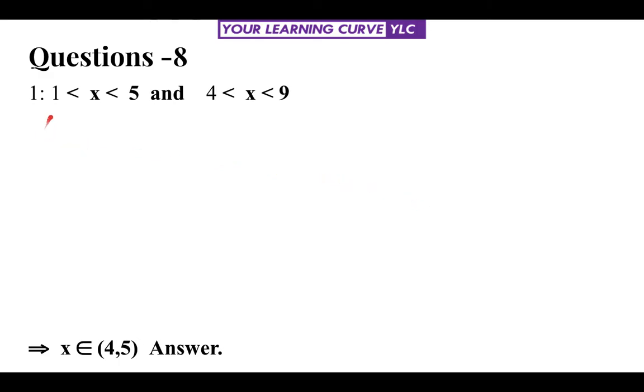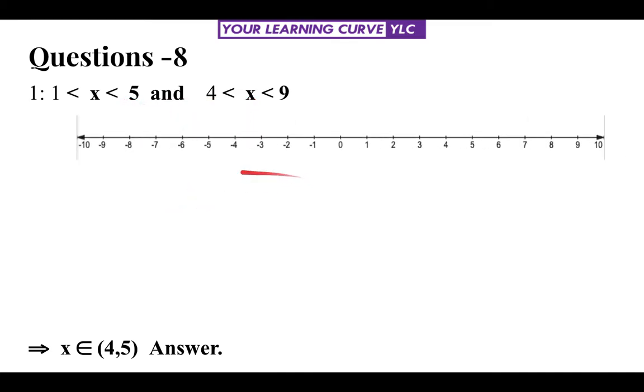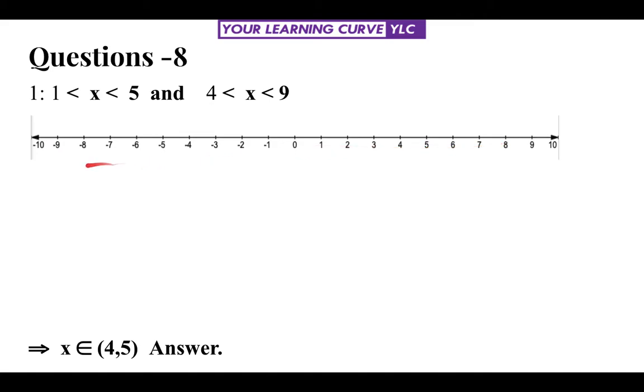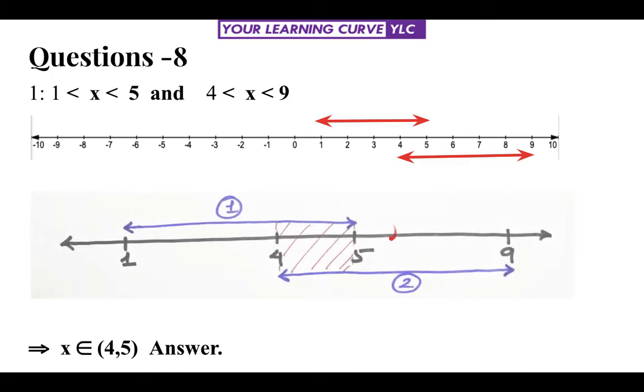Let's discuss one more question. x is greater than 1 but less than 5, x is greater than 4 but less than 9, and we have to take the intersection of these two inequalities. Here no equality is there. We first draw the number line and plot the numbers. The first inequality is the interval 1 to 5, both endpoints excluded. The second inequality is 4 to 9, endpoints excluded. Now we find the intersection.